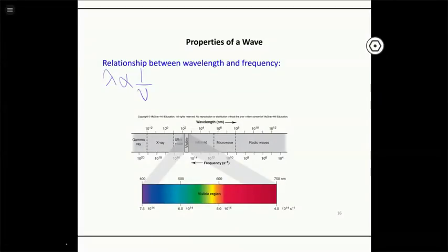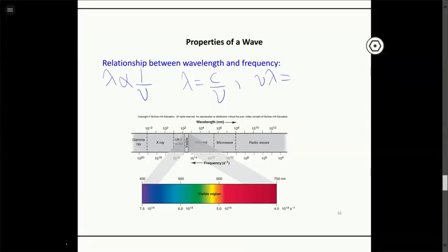And a common trick that we're going to see when we derive formulas in this class, this is not a particularly complicated one, is that if you have two things that are proportional to each other and you want to change that proportionality to an equal sign, you just have to multiply one side by a constant of some sort. Okay? And so the way we write this as an equality is that lambda is equal to a constant c divided by nu, c divided by the frequency, or alternatively the product of the wavelength and the frequency, nu times lambda, is equal to that constant c.